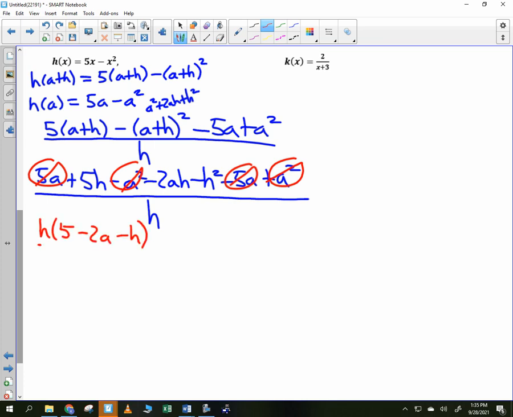And when you do factor it out, notice the h's cancel. Wait, shouldn't that... Wait. Never mind. 5 minus 2a minus h. Not too bad.